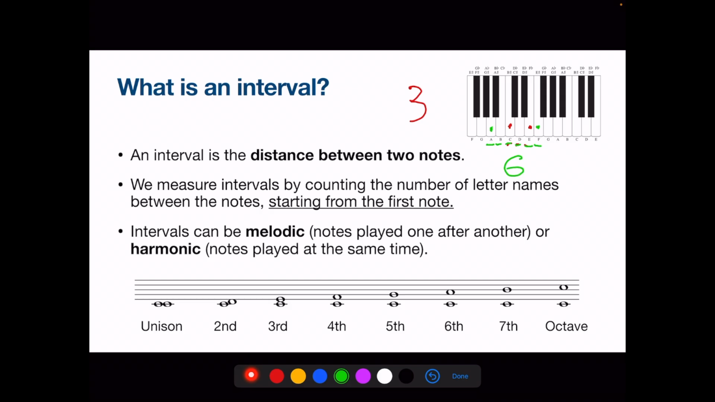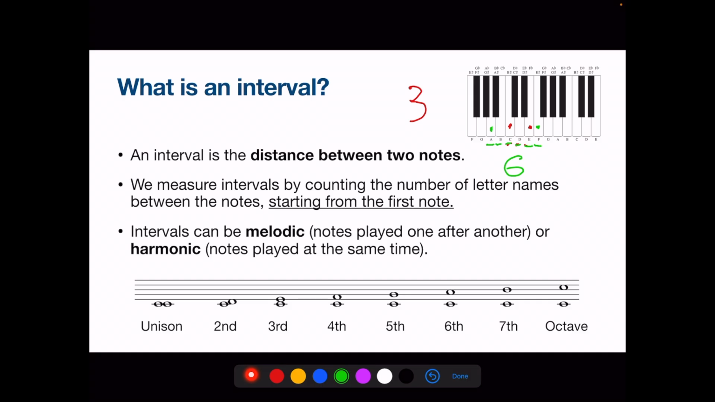So if you look at this little staff underneath, we have unison, which is the same note. If you play C and then the next C, it would be called unison because that's the same note. And then C and D, that's a second. C and E, a third. C and F, a fourth. C and G, a fifth. C and A, a sixth. C and B, a seventh. And C and the next C, that's an octave.